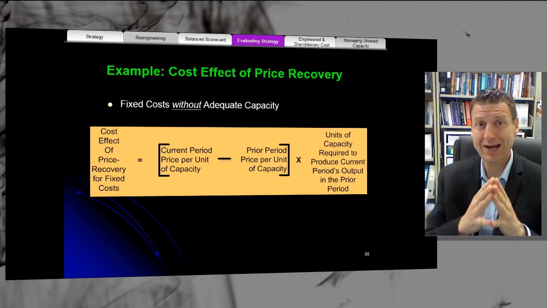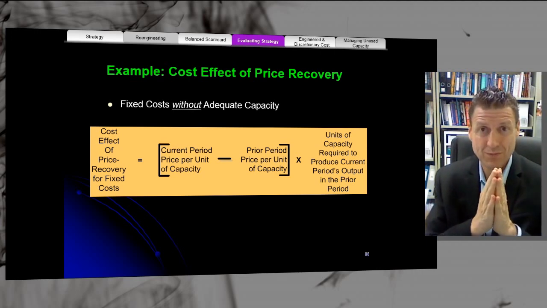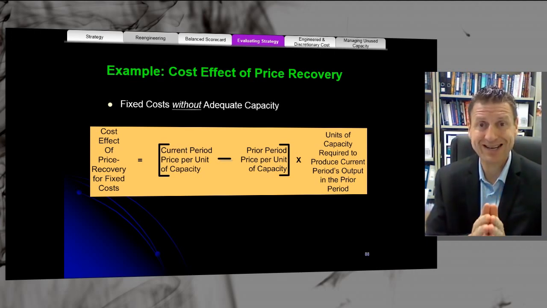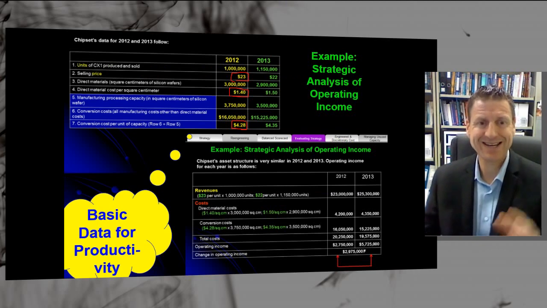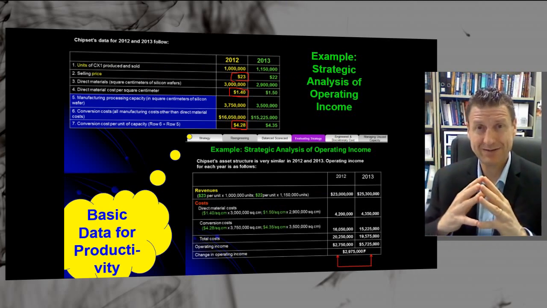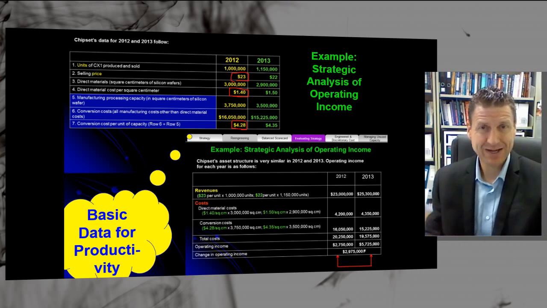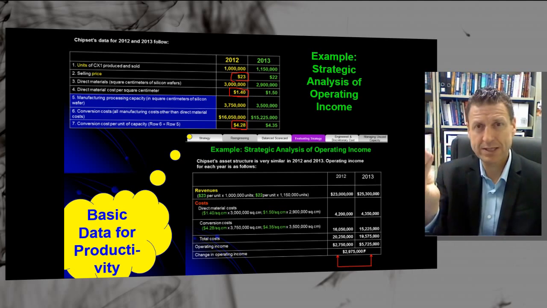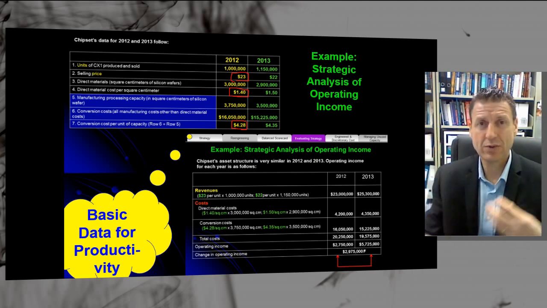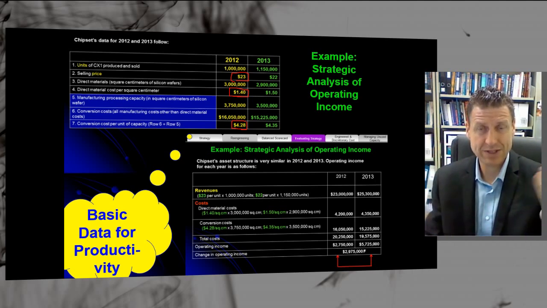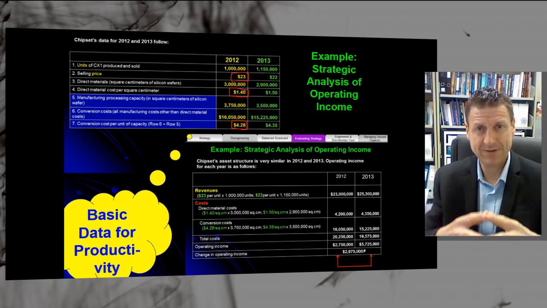Okay, so we've got one more ratio group to calculate, and this is basically the data for productivity. So far we looked at the growth component, we looked at the price component. Now we're looking at productivity, and we want to keep the price component constant. We want to keep the growth component constant. We want to know about the efficiency of conversion for the period.